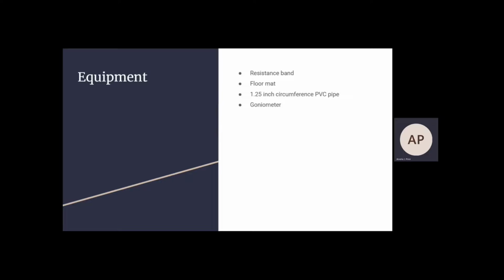As for equipment, there are resistance bands needed for some of the stretches in either routine, and some stretches also require that participants sit or lay on the ground, so a floor mat will be provided for those. There will also be the PVC pipe with a 1.25-inch circumference to be used during the squat to mimic a barbell. And for measures of joint angle, I will be using a goniometer.